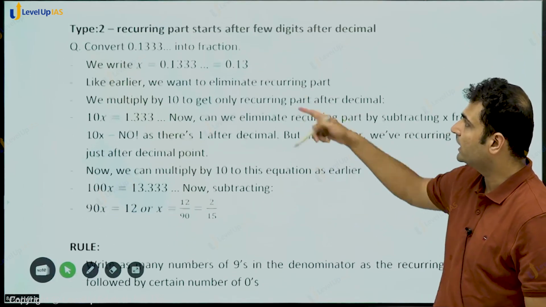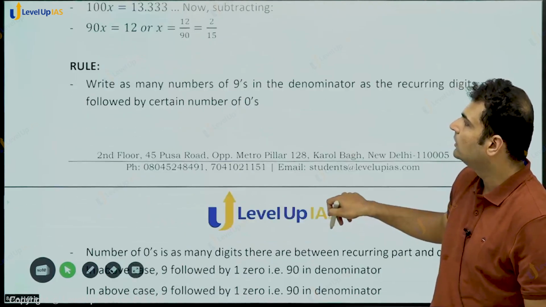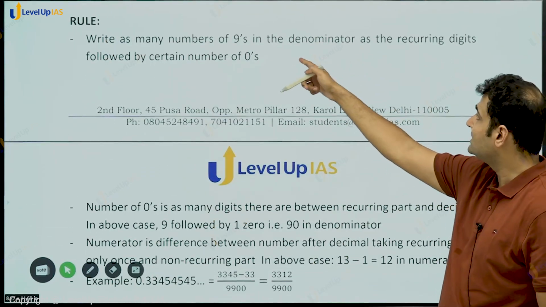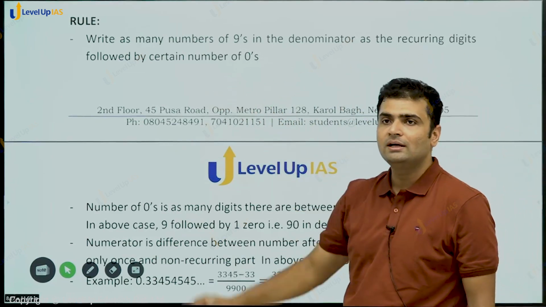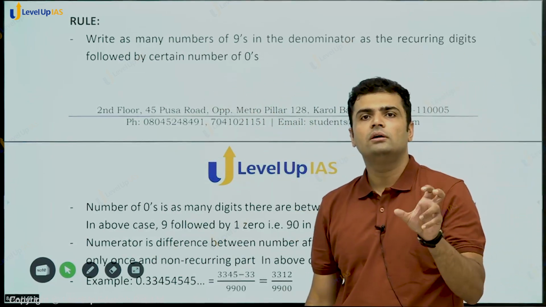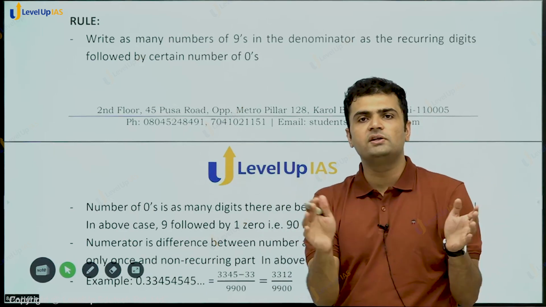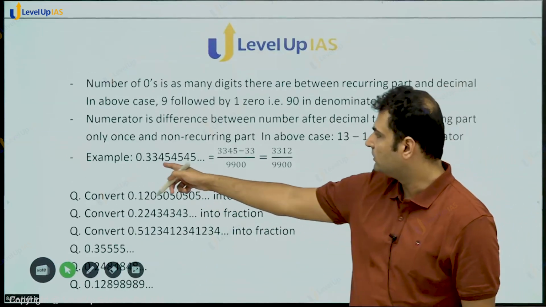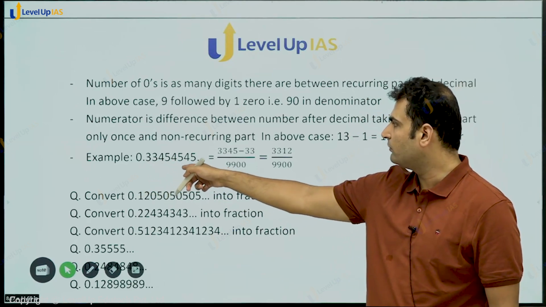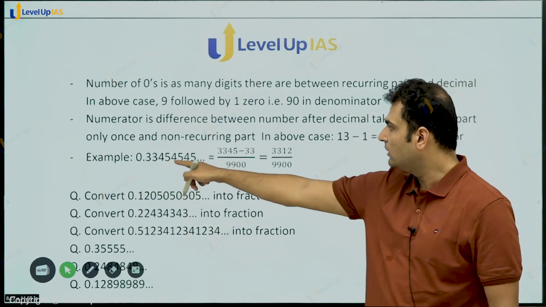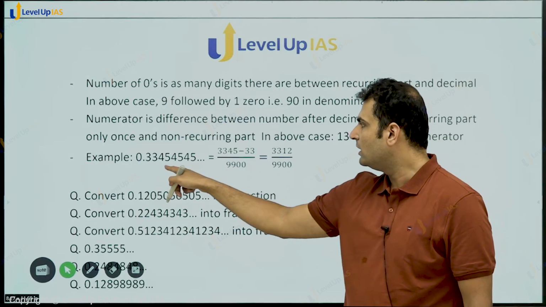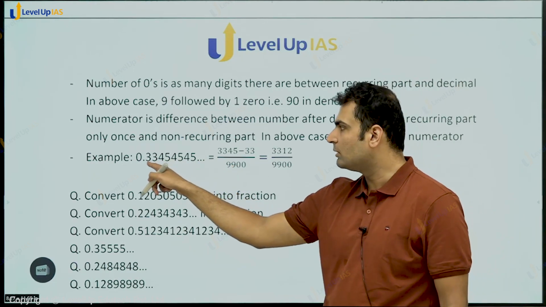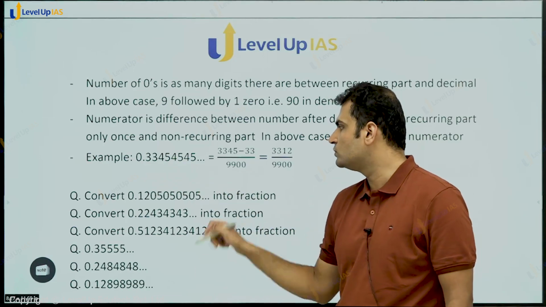Second type, यहाँ पे लिखा है, this is the rule: write as many nines in the denominator as the recurring digits, followed by certain number of zeros. मतलब जो भी डेसिमल और रिकरिंग के बीच में जितने भी डिजिट्स हैं, उतने नंबर ऑफ जीरोस फिर डालोगे. तो जो ये मैंने बताया 0.334545 रिपीट है, तो you write 3345, then subtract this 33 in the numerator, and 2 digits are recurring, so 2 nines, and 2 digits are between decimal and recurring part, so 2 zeros.